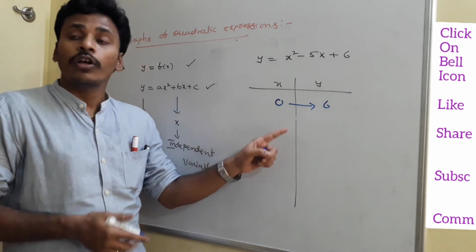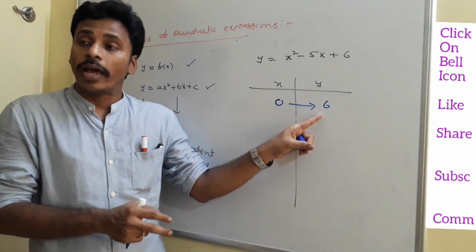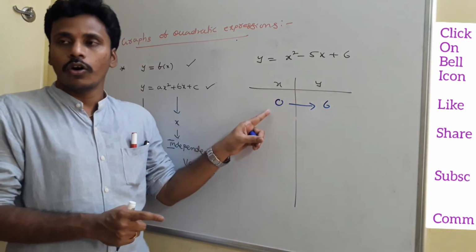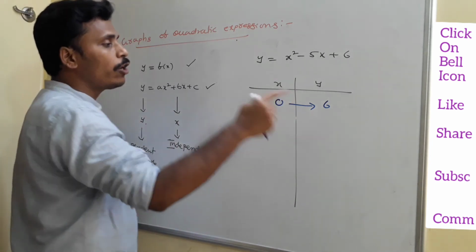If x is 0, then for sure we have only one unique possible value for y. That's why y is not independent. y is surely dependent on x. We are not allowed to fix both the values of x and y.